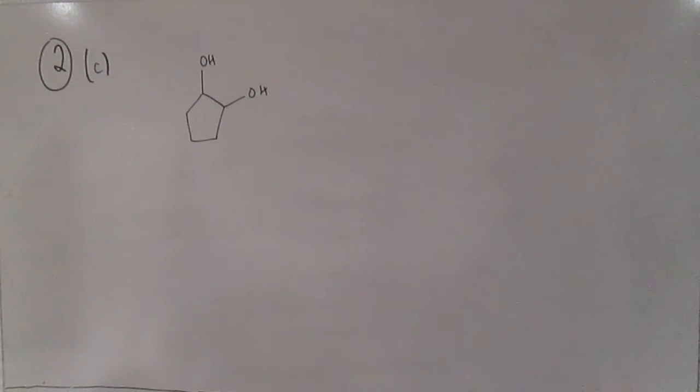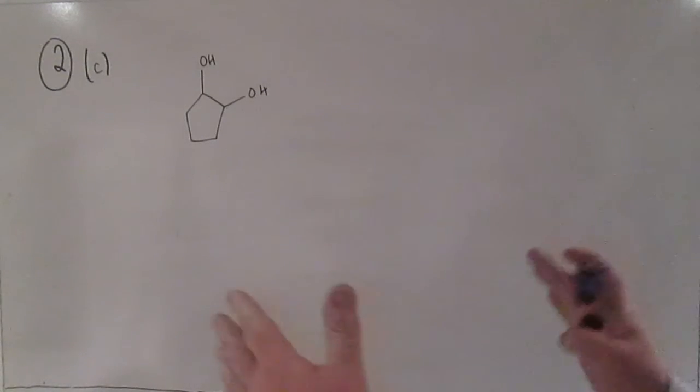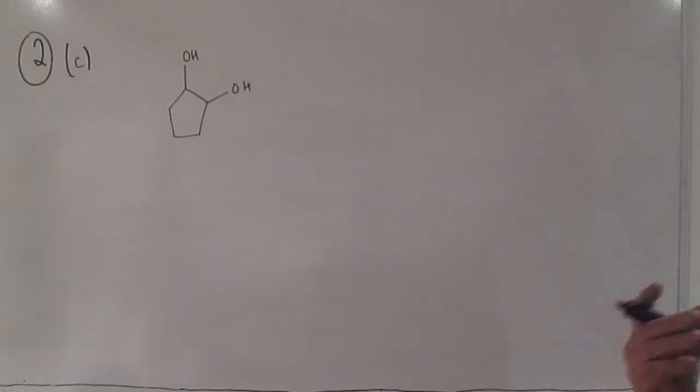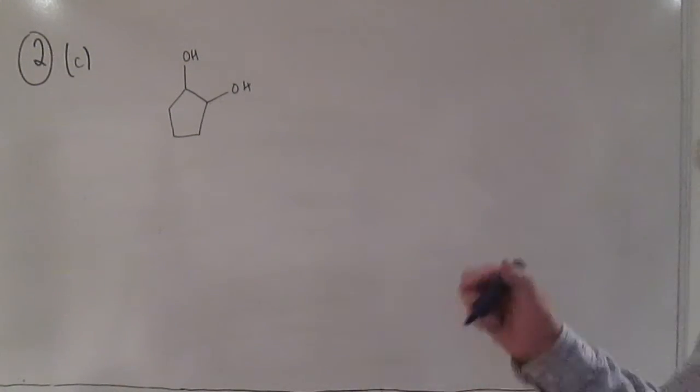Part C wants to know what happens to this if we react with excess aqueous acidic potassium dichromate. So notice a couple of things there. First of all, as we've mentioned before, the whole package, aqueous acidic potassium dichromate, not just potassium dichromate. Nothing would happen just with potassium dichromate. It's got to be aqueous, it's got to be acidic. And secondly, notice the word excess.